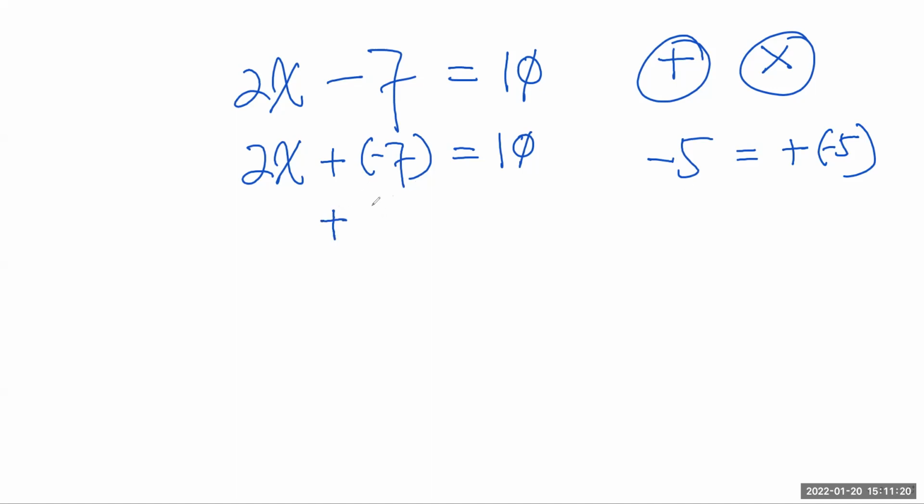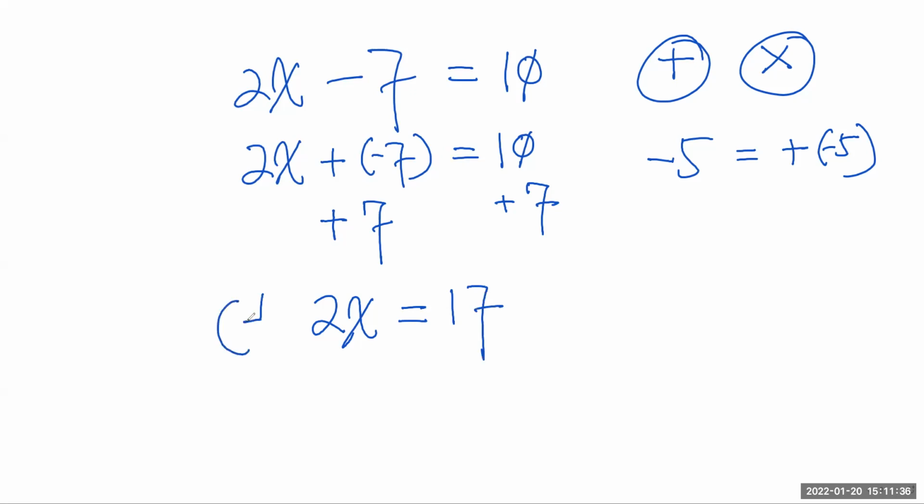The opposite of -7 is just 7. Then we add 7 here. And what we got, -7 plus 7 is 0. 0 plus 2x, it's just 2x. On this side, 10 plus 7 is 17. Then we're going to multiply half on both sides. Then this side on the left, half times 2 is 1. 1 times x, so the x is equal to 17/2. Good.